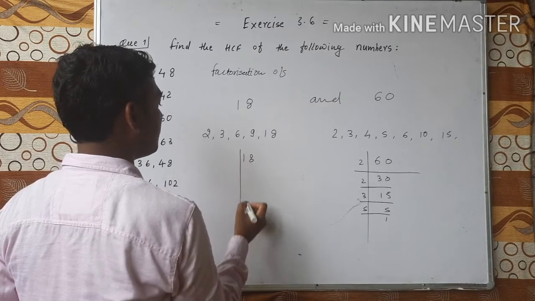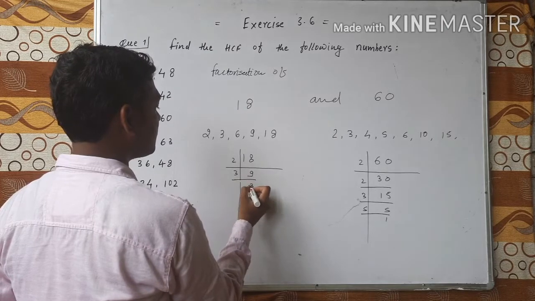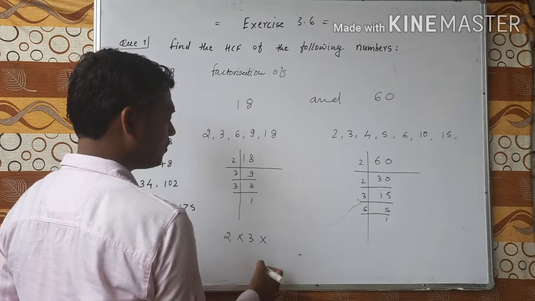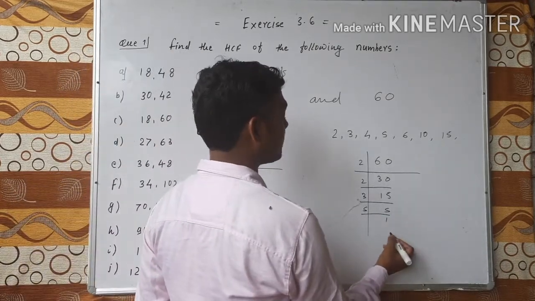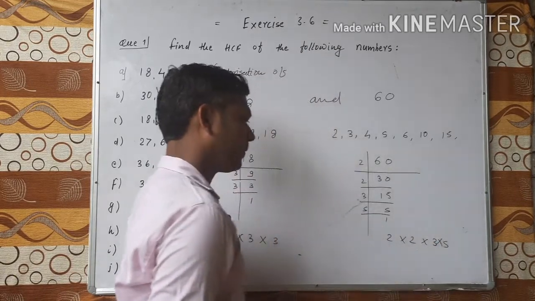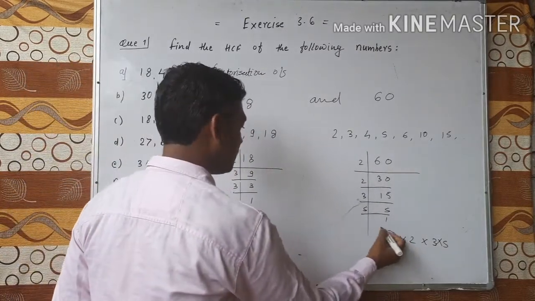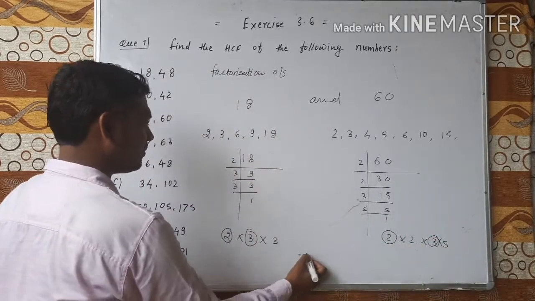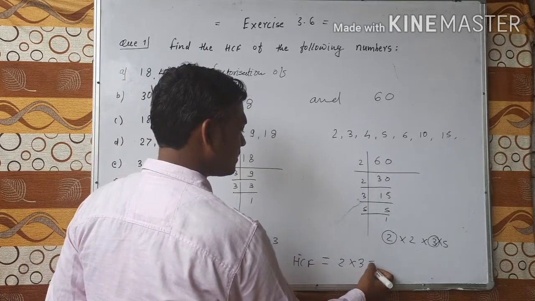So similarly we can calculate their factors by division: 1, 2 9 times, 3 3 times and 3 1 times. Then the multiplication of their factors is 2, 3 and 3, and similarly the multiplication of factors of 60 is equal to 2, 2, 3 and 5. We can again circle the common digits. 2 is present in both factors and 3 is also present in both factors. Then their multiplication is equal to the HCF. So we can write here 2 into 3 is equal to 6.